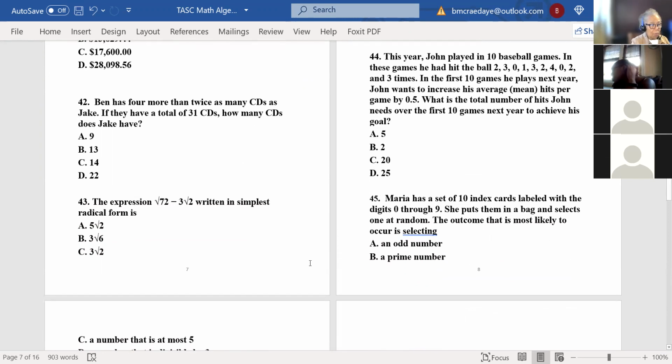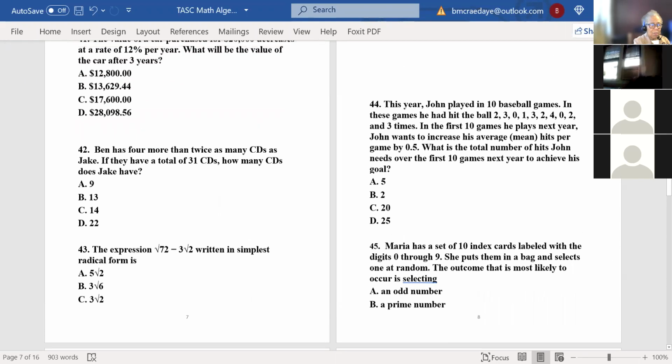Okay. Now, 43, I gave you something there, but I'm not sure if you're familiar. We went over this once before. Do you know how to break radicals down? You remember how to break radicals down? I'm not sure, but I will try. Okay. Well, just to give you an example.